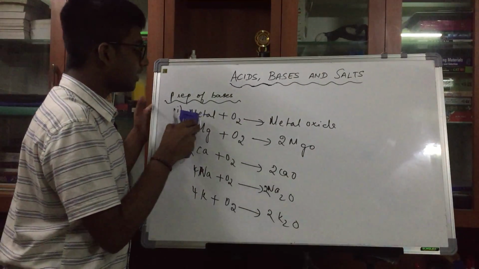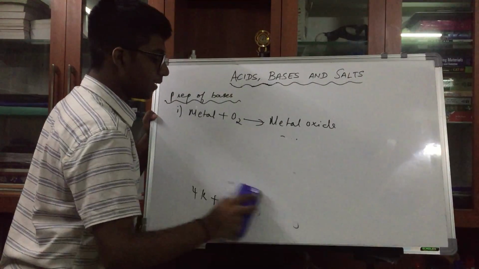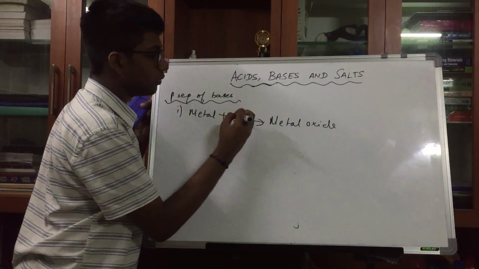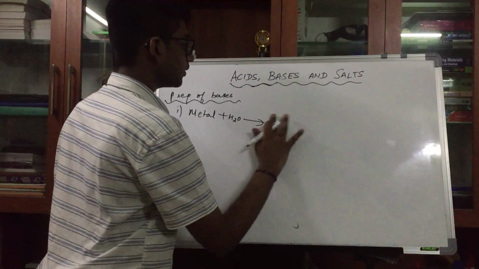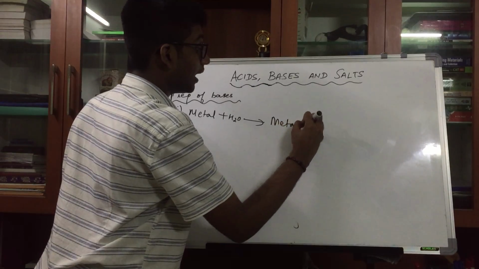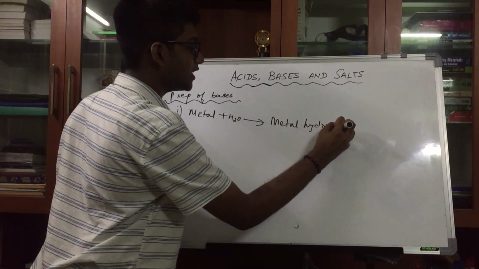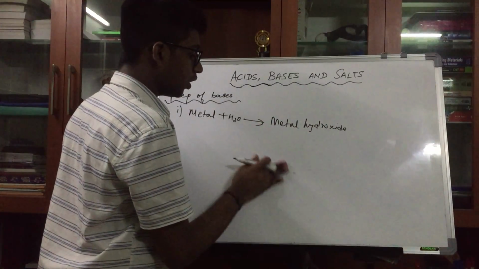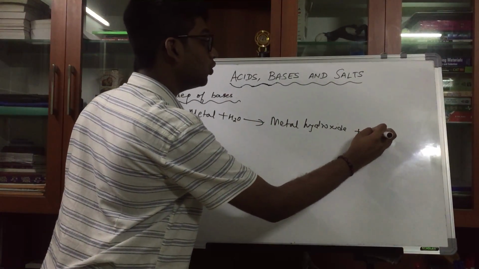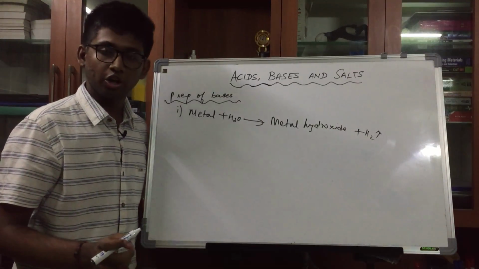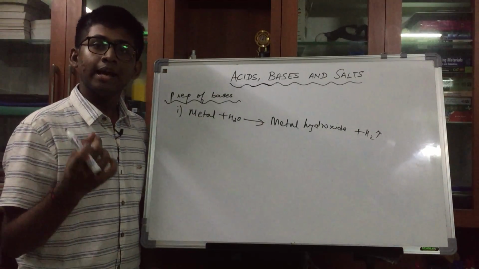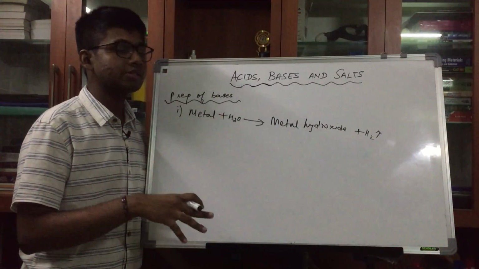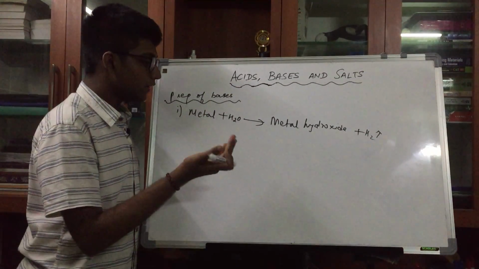Now the second way in which you prepare bases is when you make a metal react with H2O. It's not just oxygen. When you make it react with H2O, you will get a metal hydroxide. This base will have OH minus in it, and apart from that you will also get hydrogen. You know how to identify whether the gas is hydrogen: first, a popping sound comes out, and next, hydrogen puts off fire. Based on these two factors, you can identify that the gas released is H2. Now we will write a few examples.